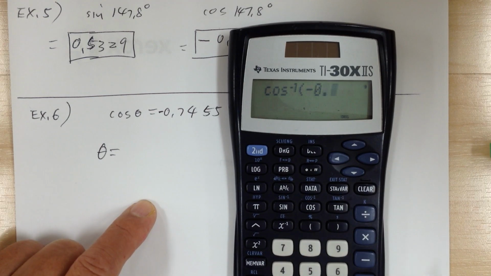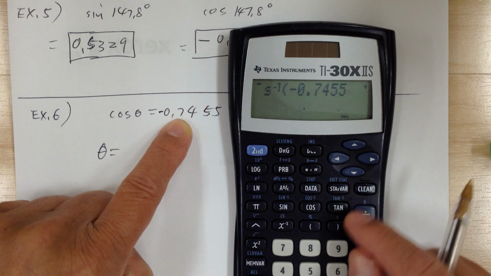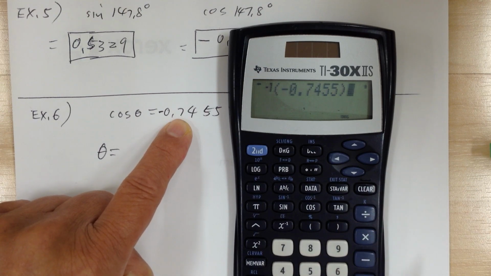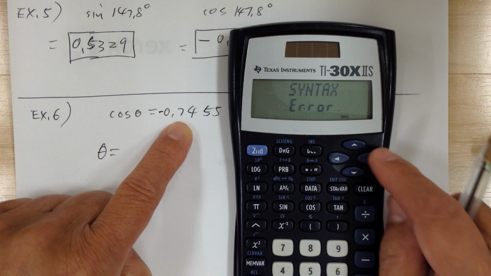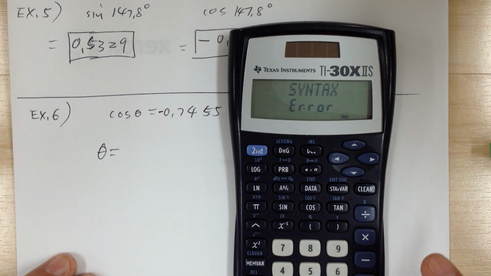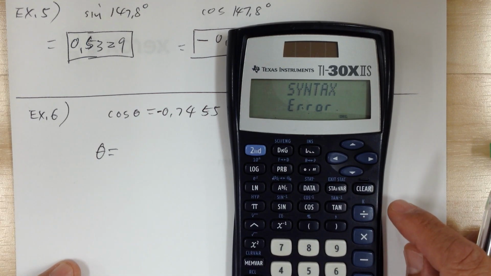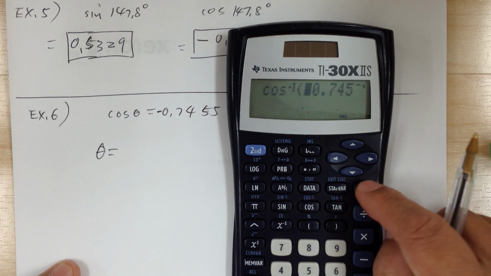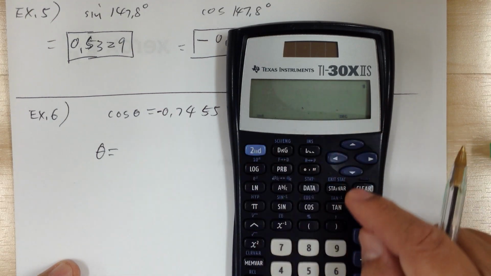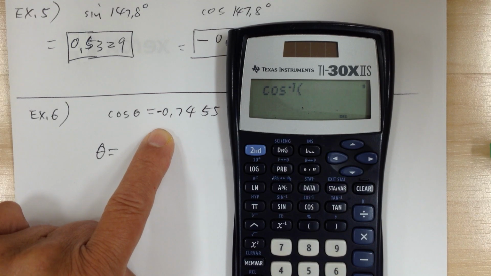Okay, 0.7455. Okay, close out the parenthesis. Let me see if this will work. Nope. Okay, so this one does not give you the negative. So my calculator does not give me the negative, so I need to do something else. Okay, so again, that's why it's all a matter of knowing how to use your calculator.